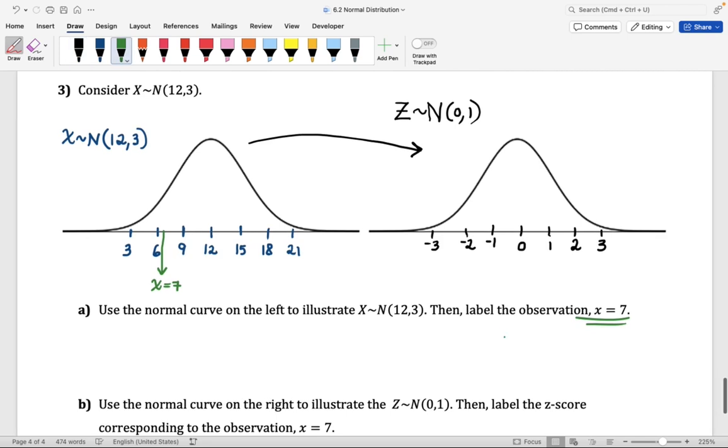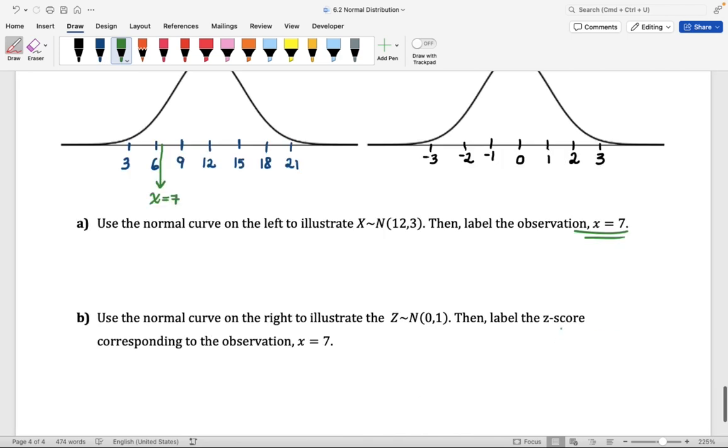Now in part A, we're also being asked to label the Z-score corresponding to the observation X equal to 7. We need to go ahead and find the Z-score for X equal to 7. So let's make a note of that. We're using X equal to 7. The mean here is 12, and the standard deviation is equal to 3. Again, we're using the mean and standard deviation of the random variable X because we're referring to an observation coming from that distribution. The observation here is X equal to 7.